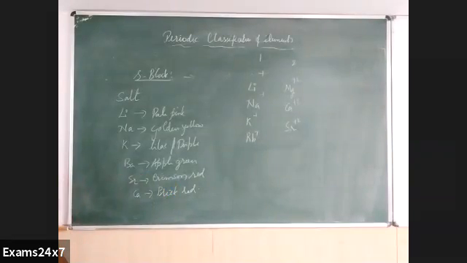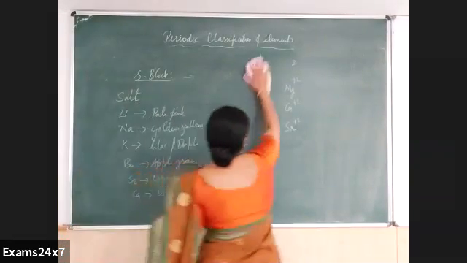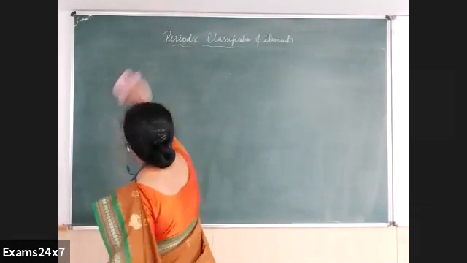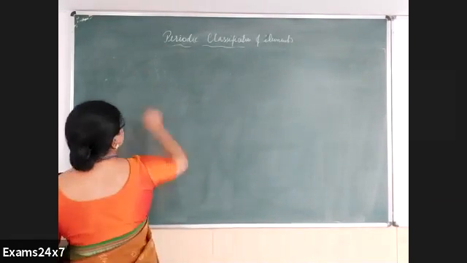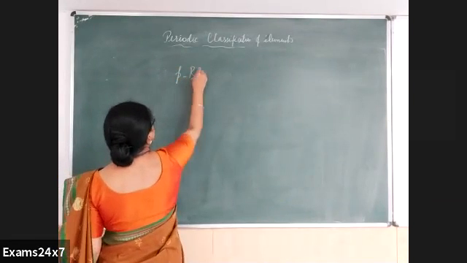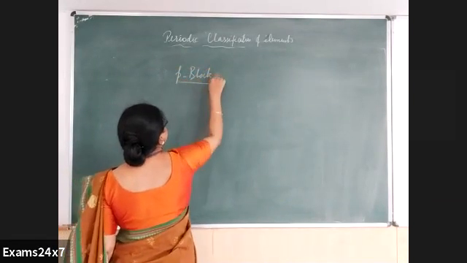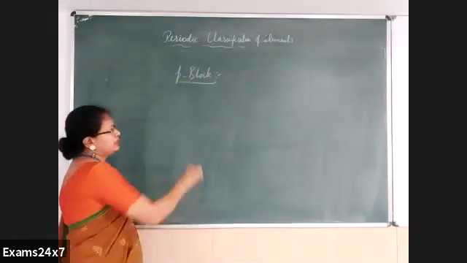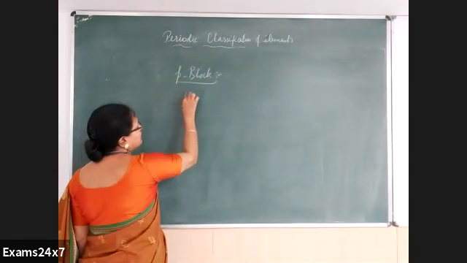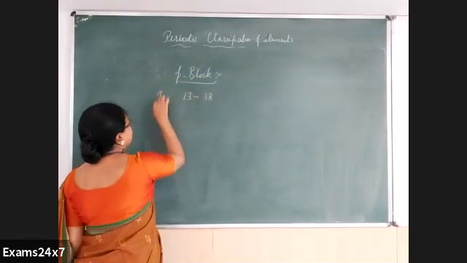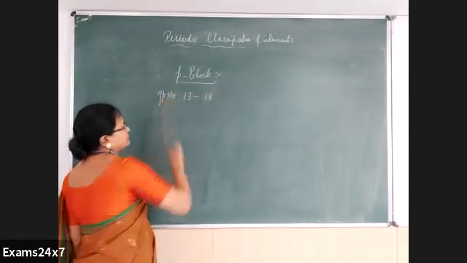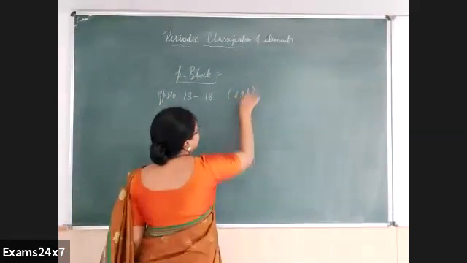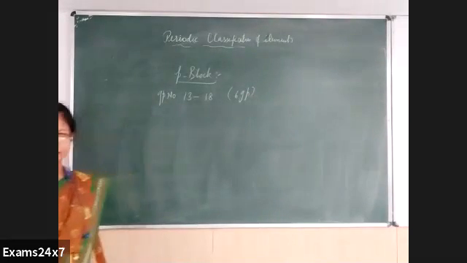Next, p block elements. Which is the position of the p block in the periodic table? Group number 13 to 18. There are a total of how many groups? 6 groups come under the p block.